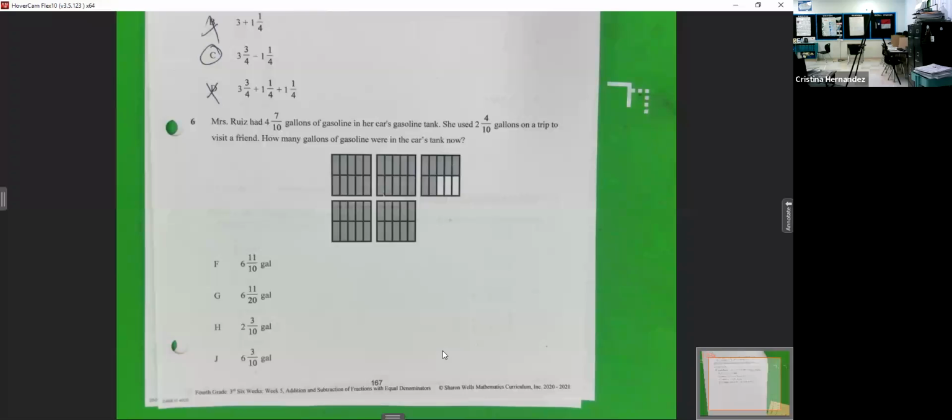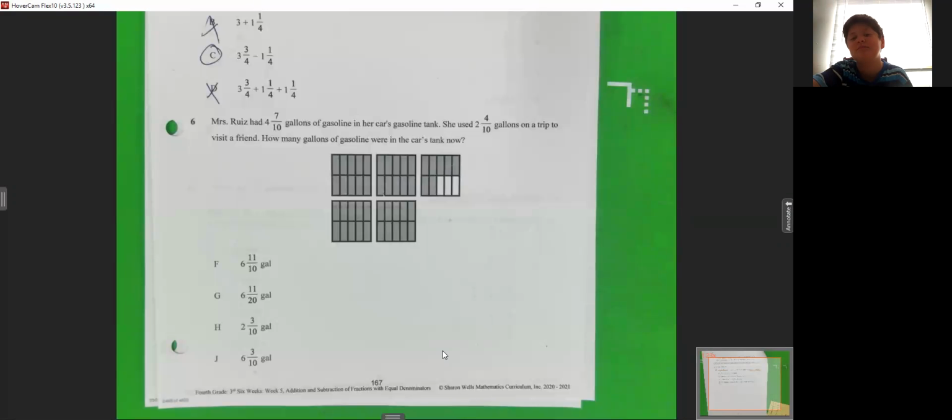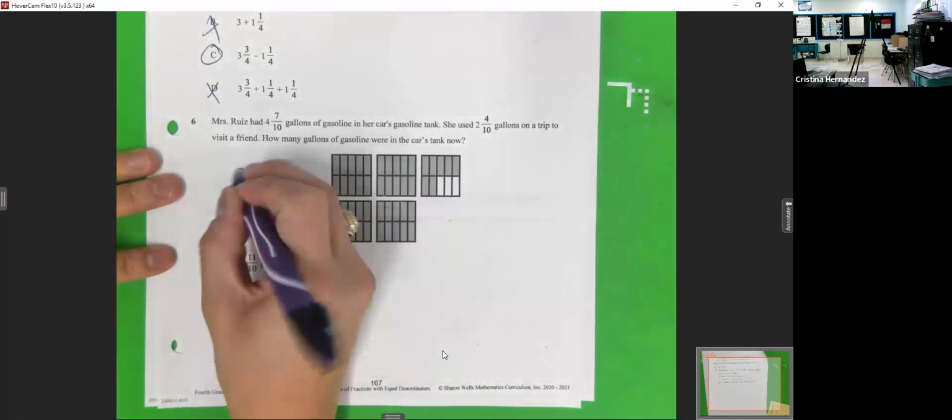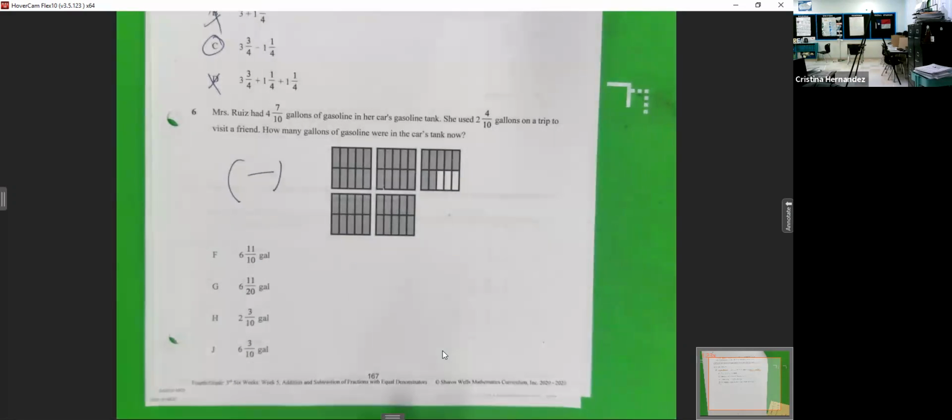Miss Reese had 4 7/10 gallons of gasoline in her car's gas tank. She needed 2 4/10 gallons on a trip to visit a friend. How many gallons of gasoline were in the car's tank now? So she went on a trip. Does she still have that gas? If you're riding around in your car with a full tank of gas, are you forever going to have a full tank of gas? Or does it go bye-bye? So are we adding or are we subtracting? Subtracting. I wish gas stayed forever in our gas tank.